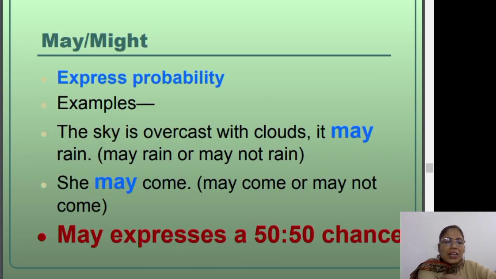The modals may and might express probability. For example, the sky is overcast with clouds. It may rain. It may rain or it may not rain. She may come, or she may not come. So, may expresses a 50-50 chance.